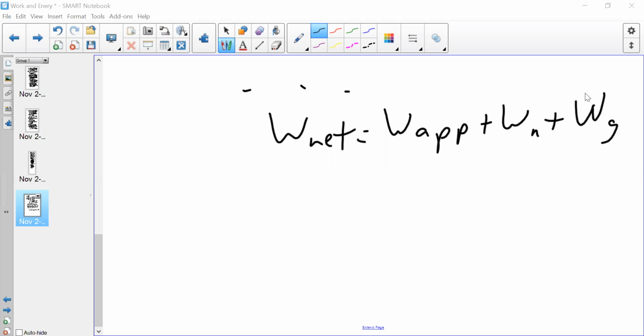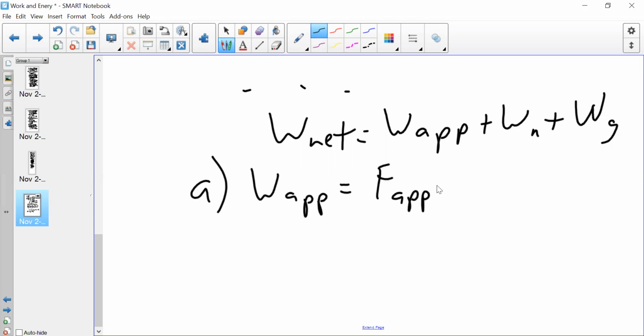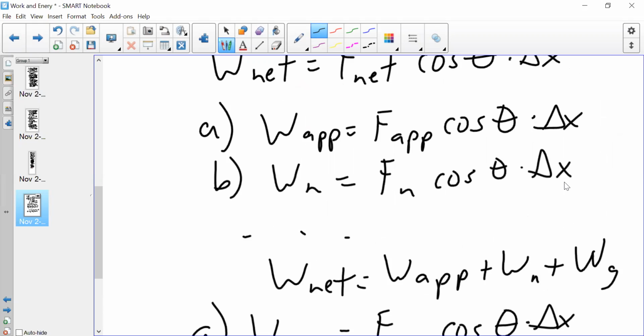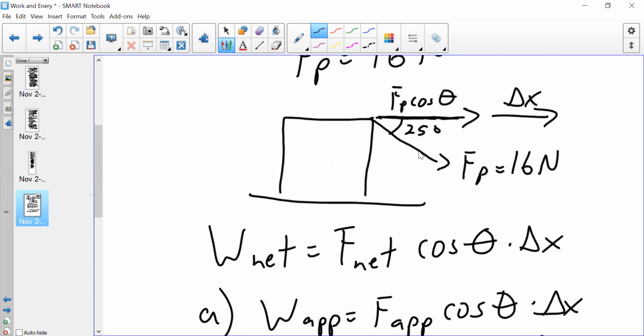Let's calculate each of these parts. So for part A, we get the work done by the applied force. Well, it's the force applied, cosine theta, delta x. This is at an angle, so we're going to take the cosine part, multiply by delta x, and we have our work done by the applied force.